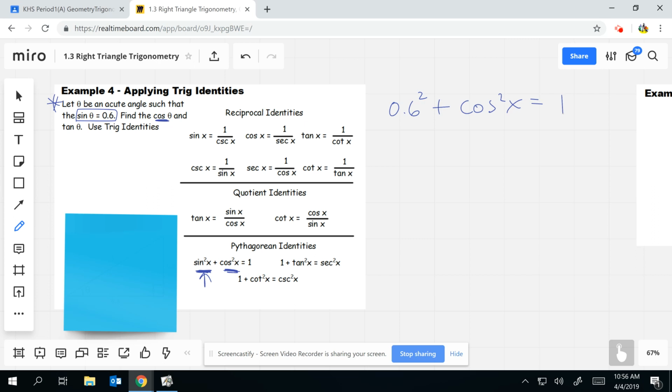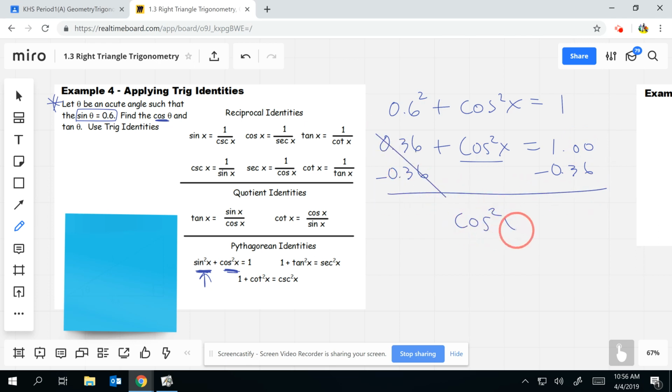But right now we're just using it because it's on our sheet, because we're allowed to. So 0.6 squared is 0.36 plus cosine squared equals 1. Now I want to get cosine by itself, so I need to subtract 0.36 on both sides. So I'm going to put 1.00, so I cancel that out. I get cosine squared equals 0.64. And if I square root both sides, you get cosine of x equals 0.8.